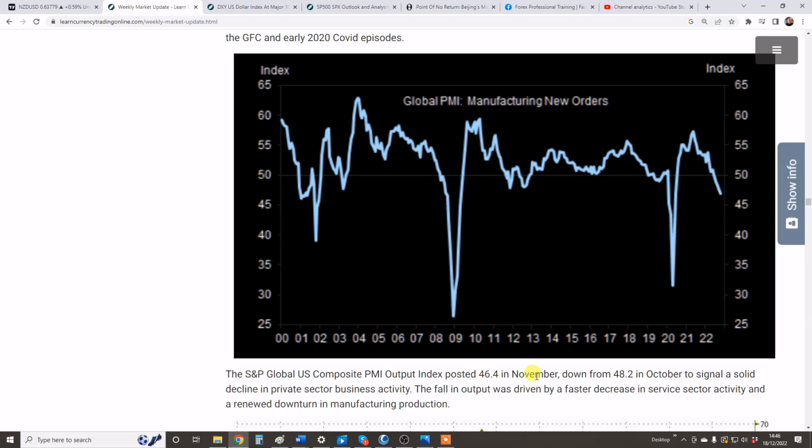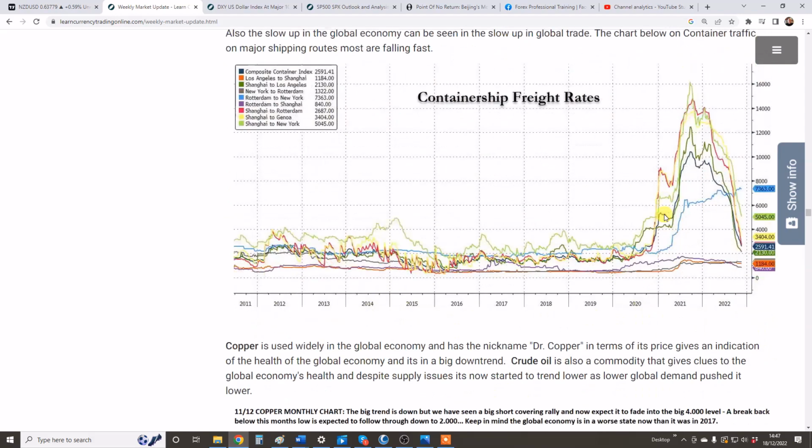Okay, now in terms of being an export-led nation, bad news is this is a chart of global PMIs. They're basically leading indicators on the health of the global economy. They're in contraction territory. The global economy is contracting. China's export markets are shrinking. Okay, you can see it clearly on this chart here.